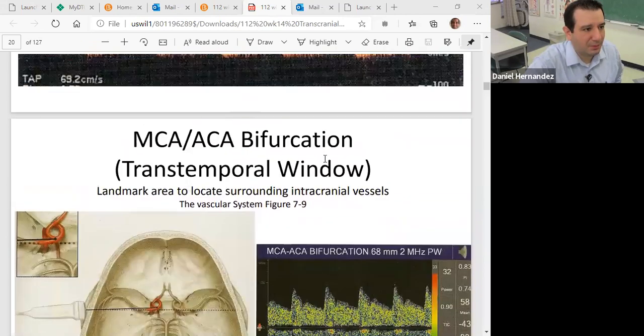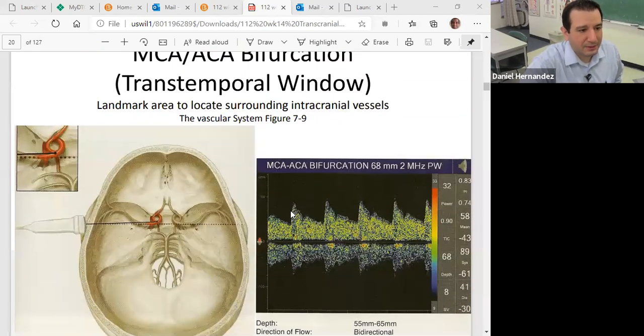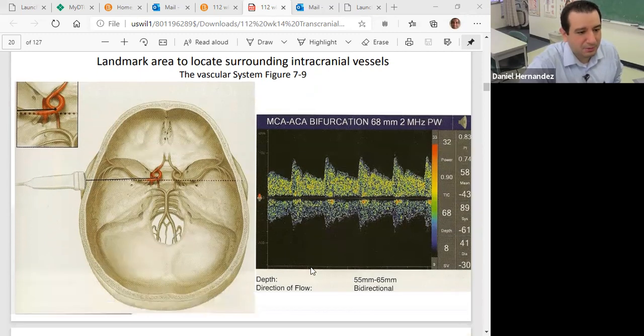So here's an example of that MCA ACA bifurcation. So you have your waveform of your MCA, your middle cerebral artery, above the baseline because it's coming towards you, and your anterior cerebral artery below the baseline. Velocities will be higher in your middle cerebral artery and lower in your anterior cerebral artery.